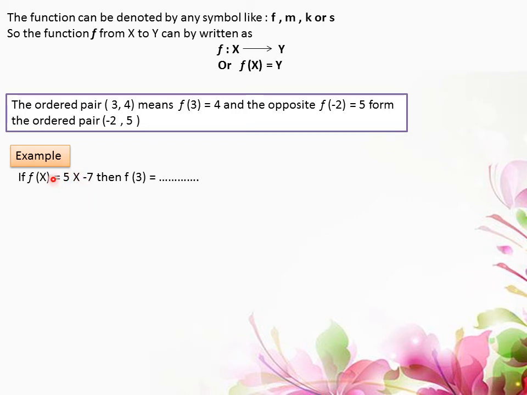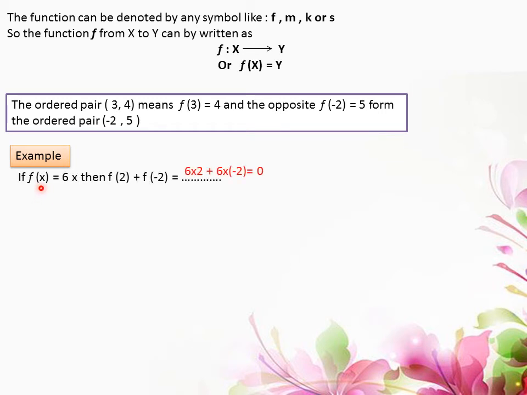So F(X) means F times X, so it will be F times 3. We substituted by 3: 5 times 3 minus 7. 5 times 3 is 15. 15 minus 7 equals 8. Now we can form an ordered pair from them. The first projection is 3 and the second projection is 8. Another example.